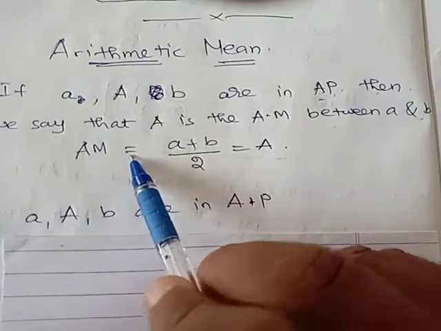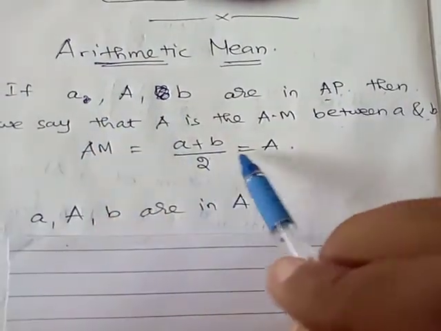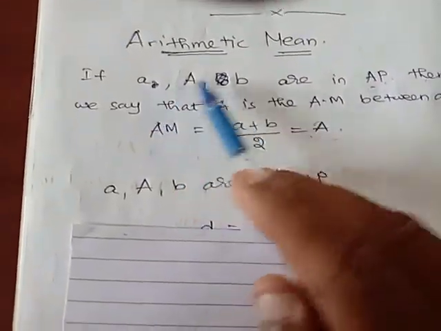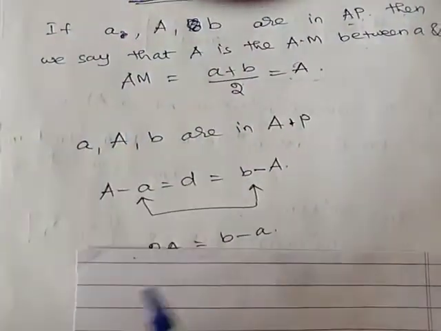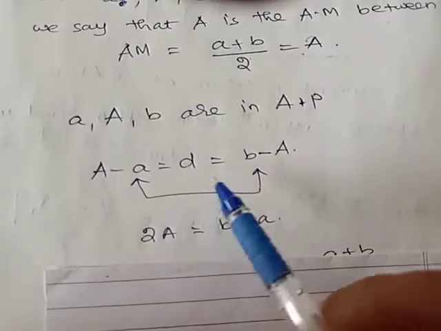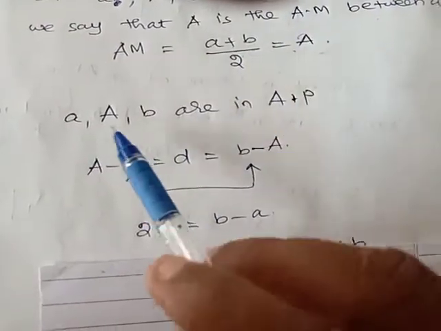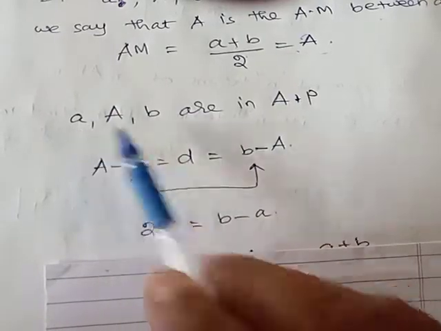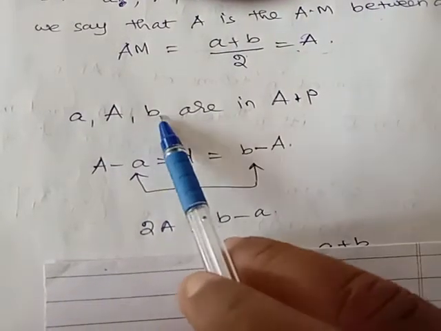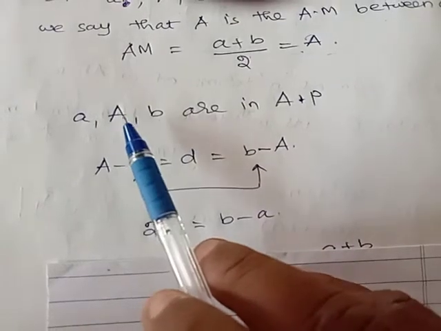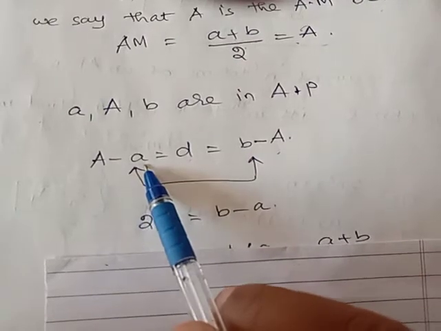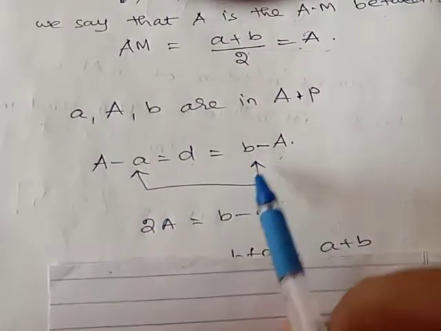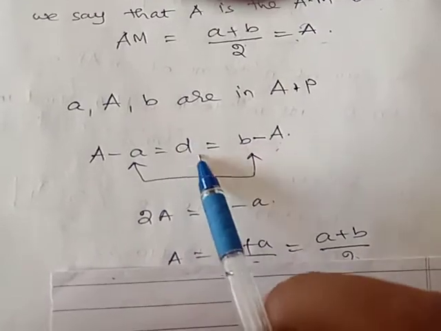That is, arithmetic mean is calculated by a plus b divided by 2, which is capital A. Now, if capital A is the arithmetic mean of a and b, it means definitely that a, capital A, b must be in AP. And now we are going to derive this formula. We know that term 2 minus term 1 gives us the common difference. The same common difference can be calculated by subtracting T2 from T3, so b minus capital A. Based on this, we can say capital A minus small a is equal to small b minus capital A, because both of them are equal to the common difference.